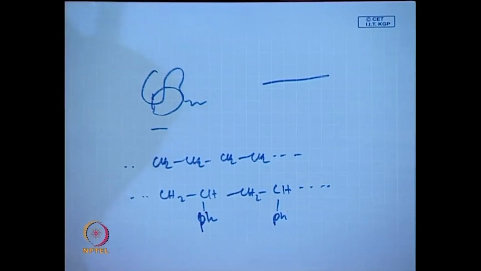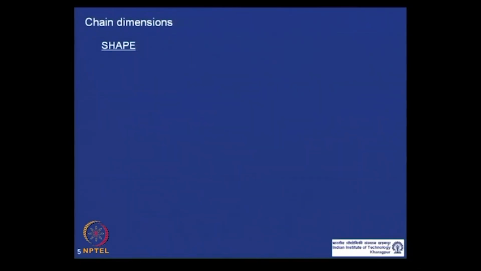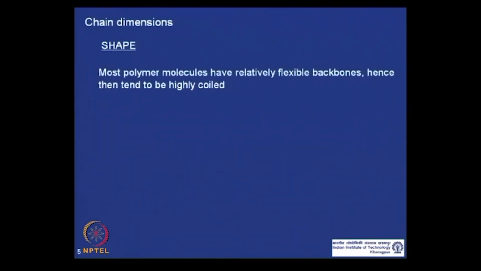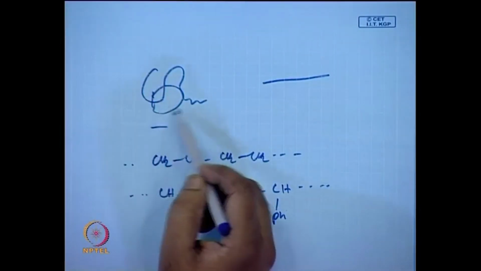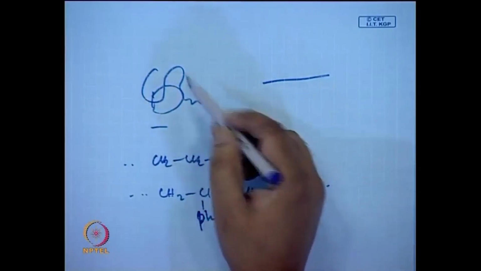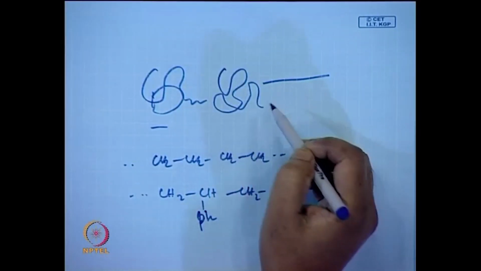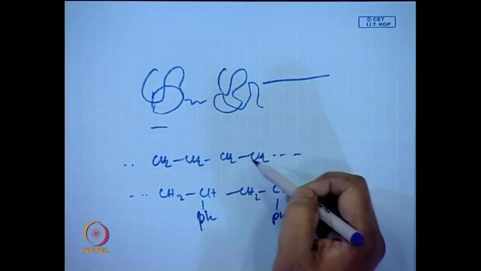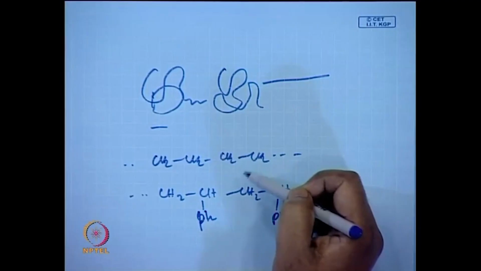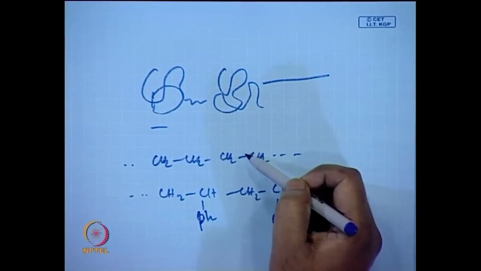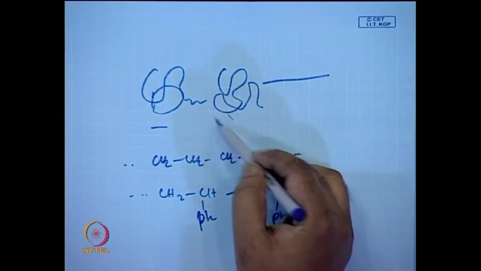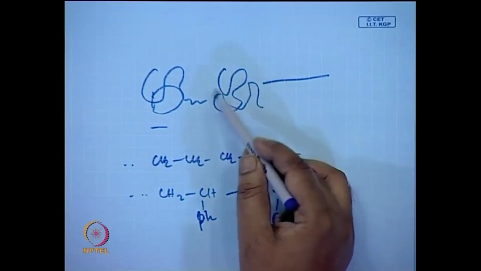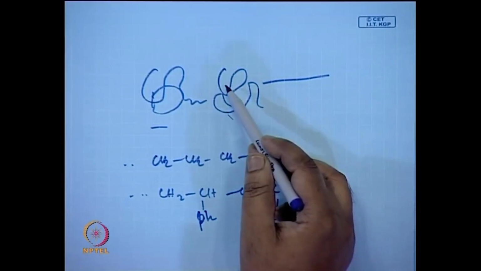Now, let us talk about shape first. We are using the terms size and shape. What do we mean by shape? As we mentioned, in most cases we write polymer chains like this or something like this, never like this, because polymer chains have single bonds across which rotation is possible. So, you get a flexible chain, and in most cases we get highly coiled chains. These are called coil structures.